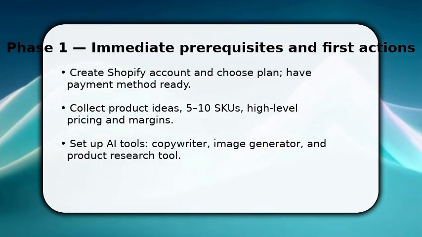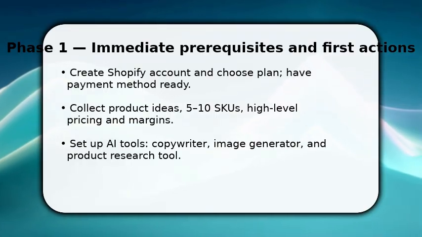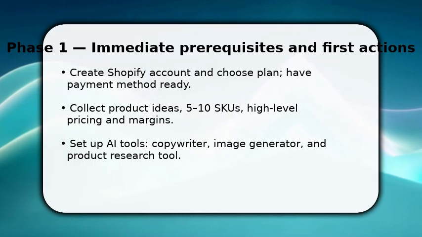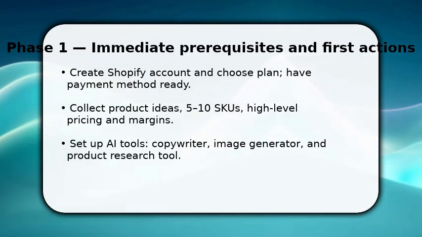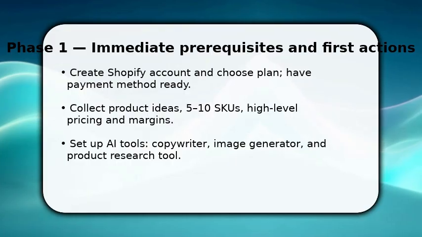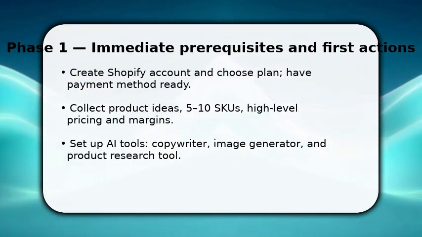Next, connect an AI copywriter, an image generator, and a product research tool. These speed content and validation. Make sure integrations have API keys or apps installed, because without them, you'll stall at product creation.